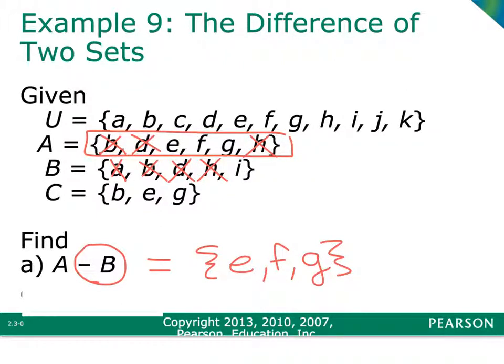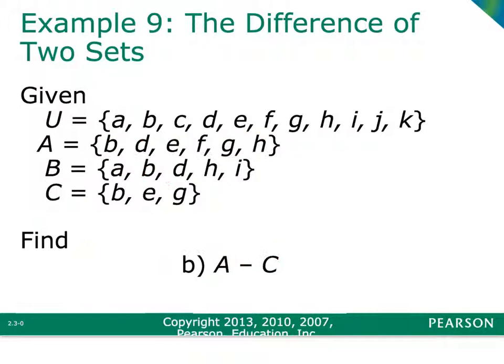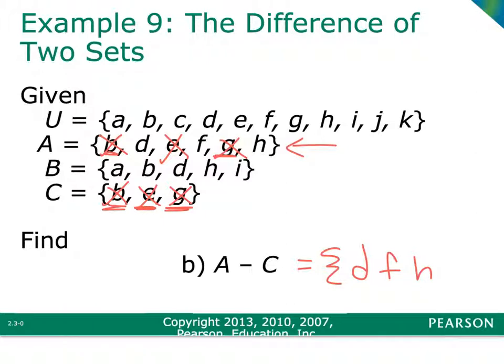Okay. We can try that again. We can make it a little more complicated if you want. Okay, so same sets. This time I want you to do A, take away C. Notice that C has the element B. We got to take that away. Notice that C has the element E. We need to take that away. And notice that C has the element G. We need to take that away. So if we took all those away, set A would be left with D, F, and H. So you have just found A, take away C.